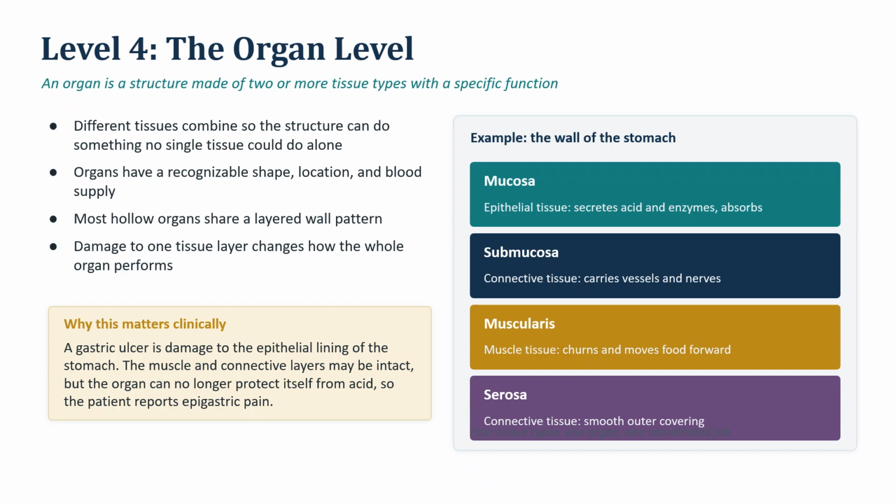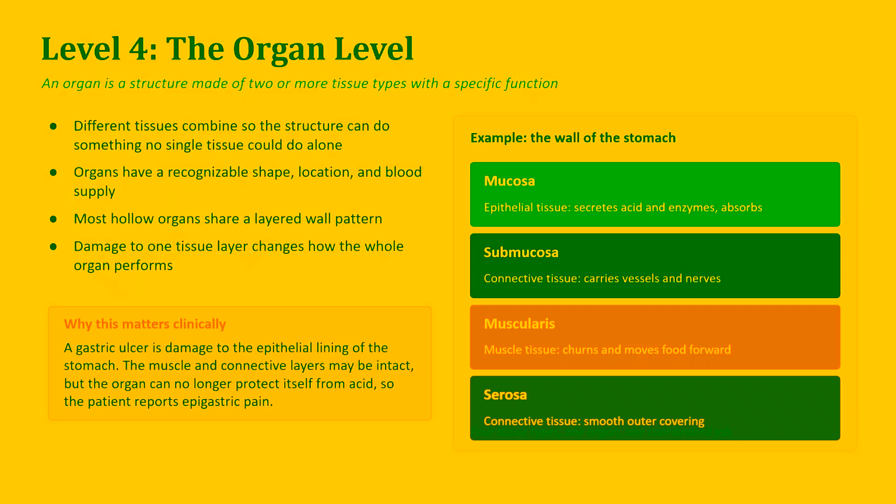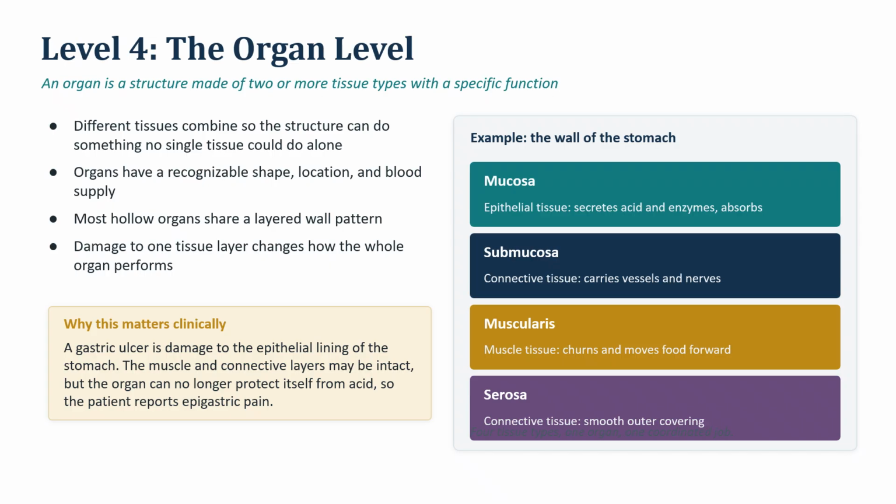Look at the stomach on the right, because it is the cleanest example I can give you of this. Working from the inside out, the innermost layer is the mucosa, made up of epithelial tissue, and its job is to secrete acid and digestive enzymes and to absorb. Next is the submucosa, which is connective tissue carrying the blood vessels and nerves that supply the organ. Next is the muscularis, made of smooth muscle tissue, which churns the food and propels it toward the small intestine.